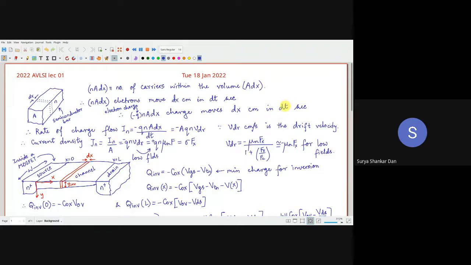Very simple. Now notice that dx by dt is nothing other than the velocity at which the electrons are moving. We call that velocity the drift velocity. There are other transport phenomena, diffusion, tunneling, and many other things. I am not going into any of those details. Those of you who are interested can refer to your PMMD notes or the YouTube lectures on PMMD. Anyways, dx by dt is the drift velocity VDR.